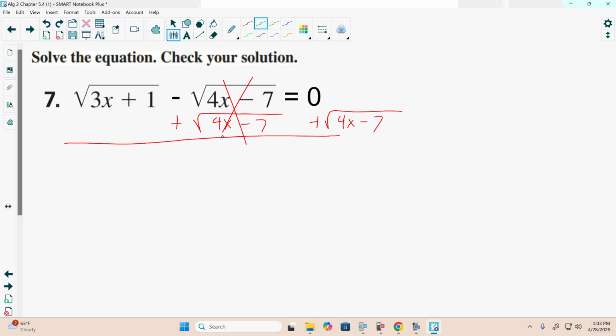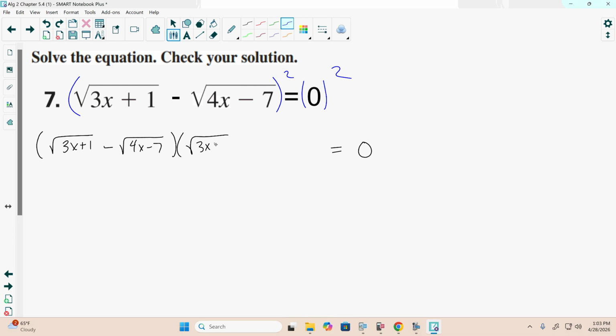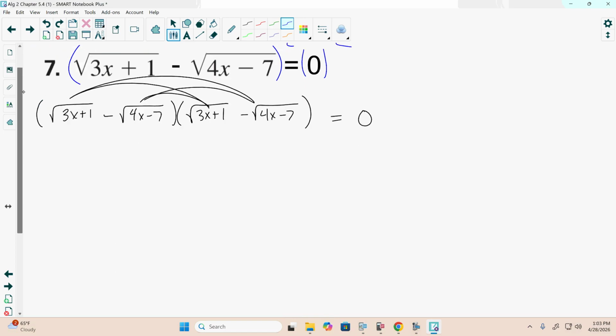Now the reason I would do this, so I'm going to clear everything out, because if I jump straight into the first step of squaring both sides, the right-hand side would be 0, because 0 times itself is 0. However, the left-hand side, we're going to take the 3x plus 1 minus the 4x minus 7 and actually have to multiply it all the way out.